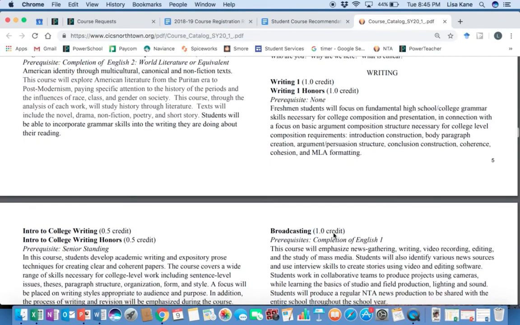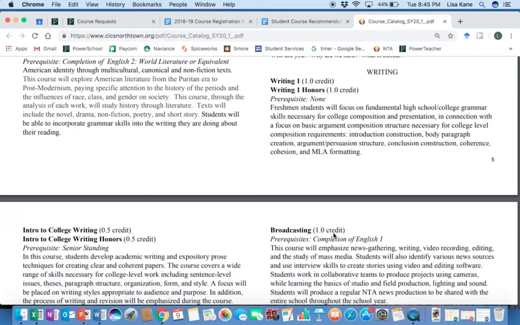Next, we can talk about writing. For writing, you need 3 credits in order to graduate. For most of you, that's writing 1, writing 2, and then 1 final credit of writing. As juniors, some of you took AP Lang, AP Art History, or Broadcasting as your 1 credit of writing.